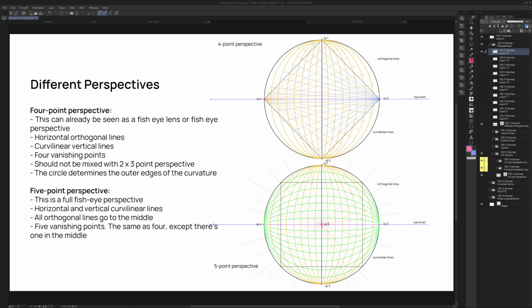So this is an introduction to perspectives, and next we will go through different kinds of perspectives. So let's get to it.